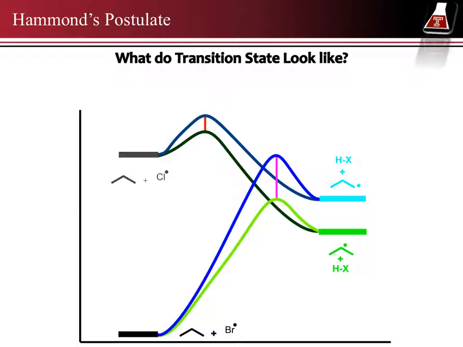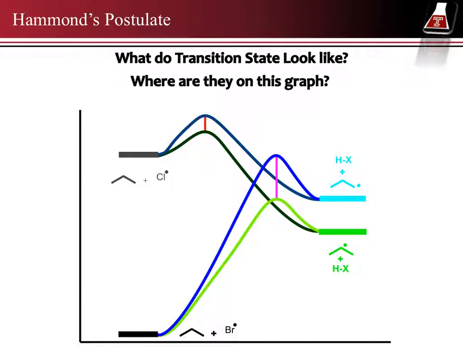The last question is one that is worth knowing just in case it pops up in biochem or maybe biology, but it's a question of what do transition states look like? And this has to do with Hammond's postulate. So the question, what do transition states look like, has two different versions, right?